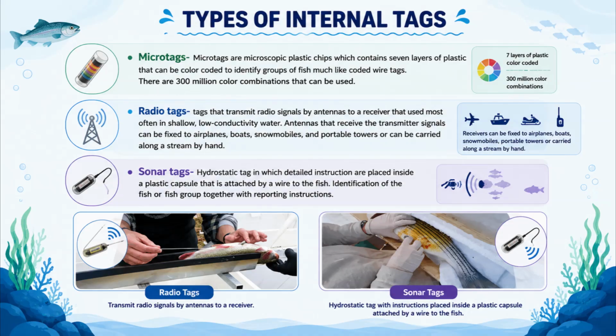Another important method is sonar tags. Sonar tags are hydrostatic tags in which identification details and reporting instructions are enclosed inside a plastic capsule attached to the fish. These tags help researchers identify individual fish or fish groups during tracking and monitoring studies. Advanced tagging methods like microtags, radio tags, and sonar tags provide highly accurate data for fisheries management, migration analysis, stock assessment, and aquatic conservation research.